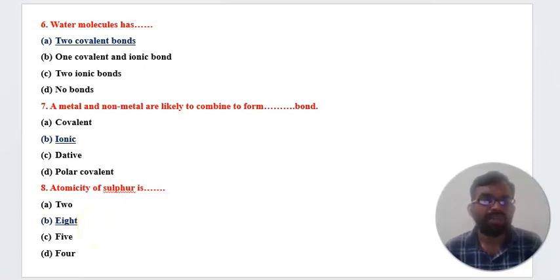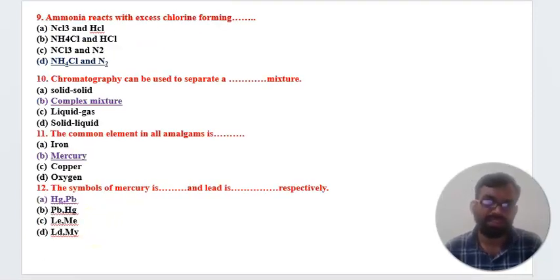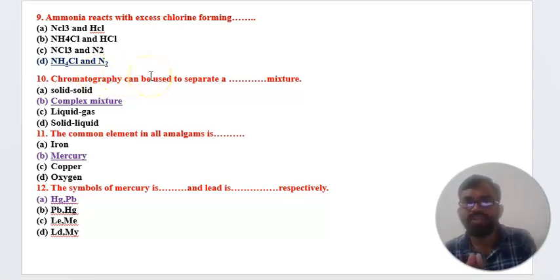Okay. Now coming to the ninth bit. So for the ninth bit you can see here clearly: ammonia reacts with excess chlorine to form what? So here 4 options are given. So D is the right answer: ammonium chloride and nitrogen. So ammonia reacts with excess chlorine to form ammonium chloride and nitrogen.